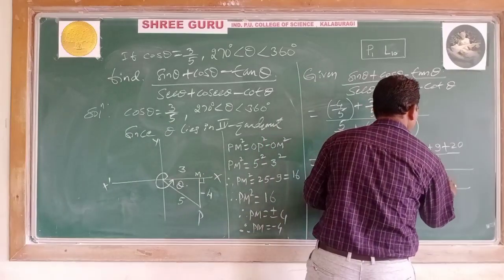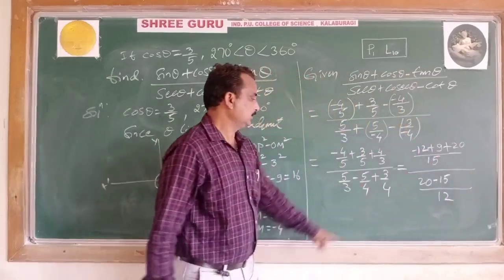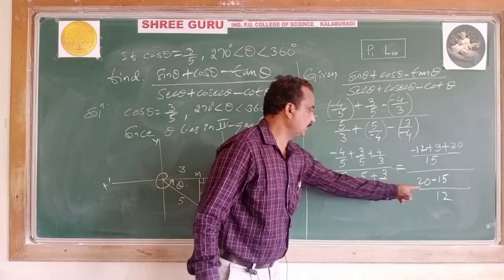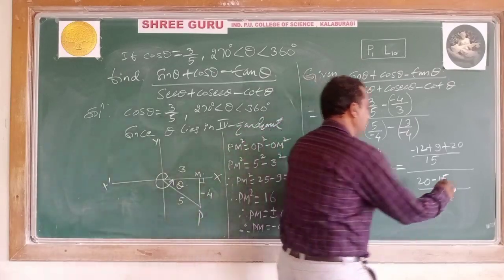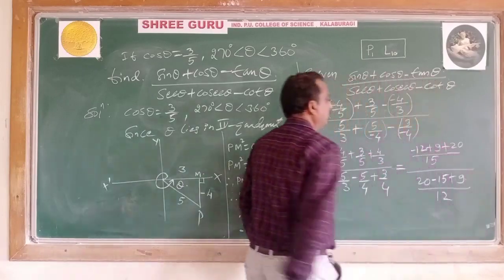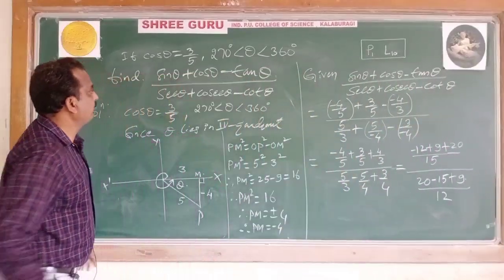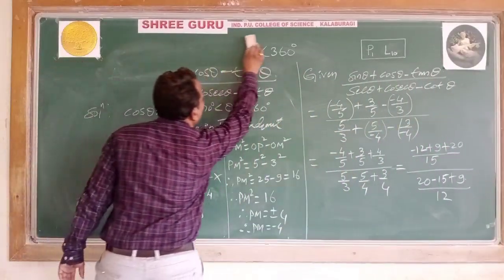Minus 3 means 15, 5 3s are 15. Then 4 in the denominator, you should multiply by 3, because 12 is the LCM here. So you should multiply by 3. 3 3s are 9. Already 3, it is 9. Simplify the given expression.